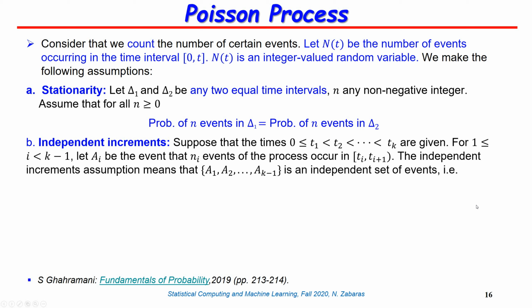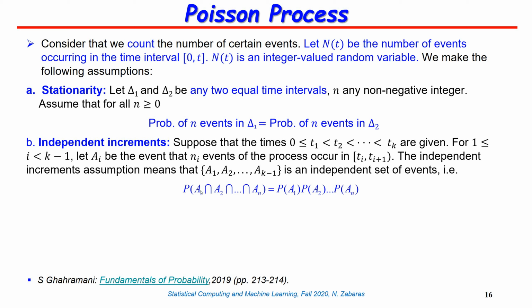So this assumption of independent increments basically says that these events A1, A2, up to Ak minus 1 are independent, okay? And if you want me to write this in probability, if you take the joint probability of these events, then it factorizes, as we have seen for independent events, as P of A1, P of A2, up to P of An.